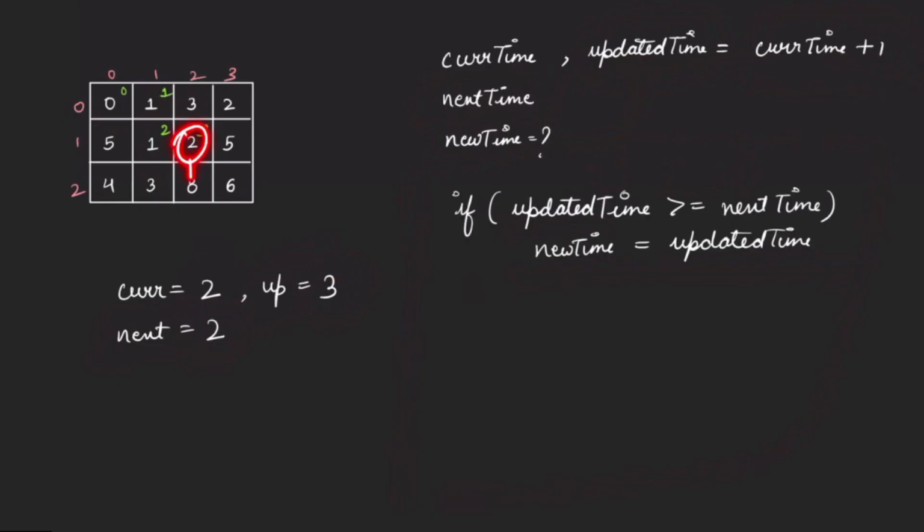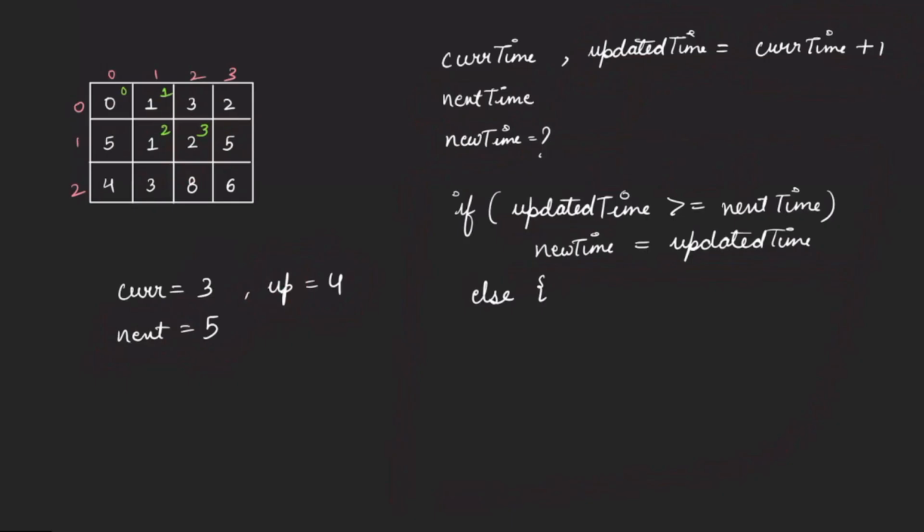Now from here we can move to 8 or 5. Let us suppose that we are moving to 5. Then what will happen? My current time is 3 and the next time is 5, right? What will be the updated time? Updated time is 4. Now you will see that my updated time is not greater than or equal to next time. So now what do I do? What should be my else part?